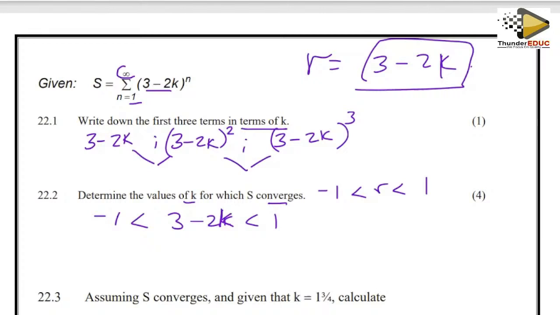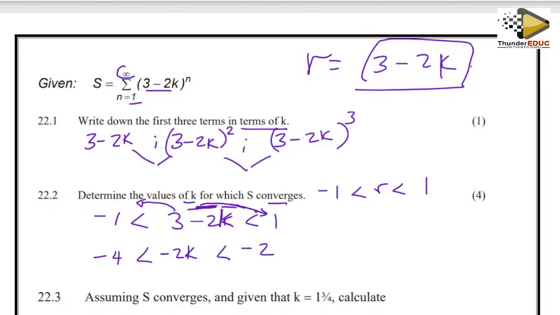Then how do we solve this? We have to transpose the 3 to that side and then that side. So the signs have to change as you do the transposition. Since the 3 is positive, then we're going to subtract. We're going to end up with -1 minus 3, which is -4. We're going to be left with just the -2k in the middle. Then it's going to be 1 minus 3, which is -2.